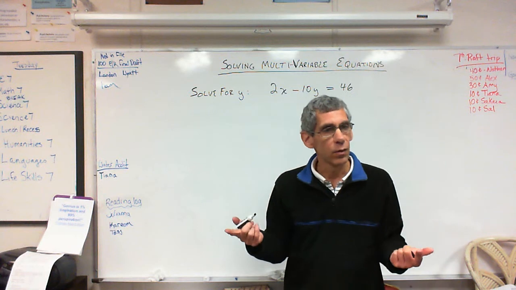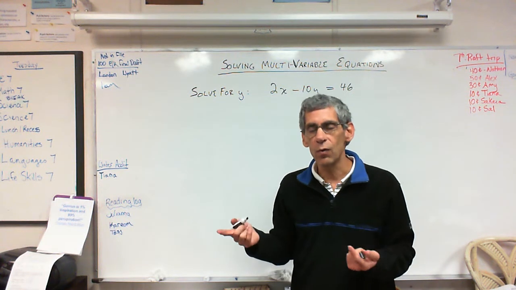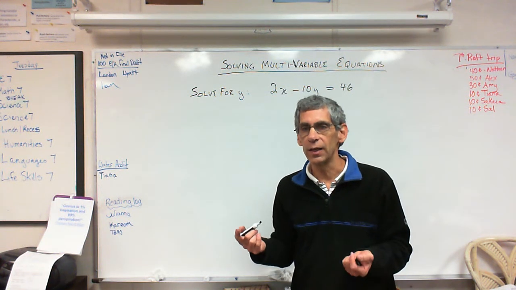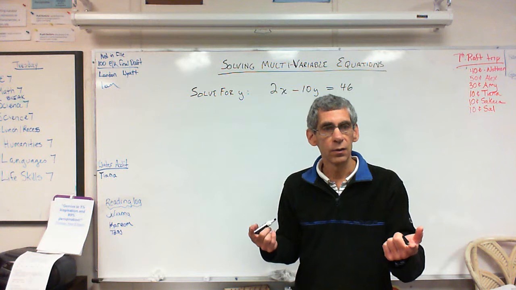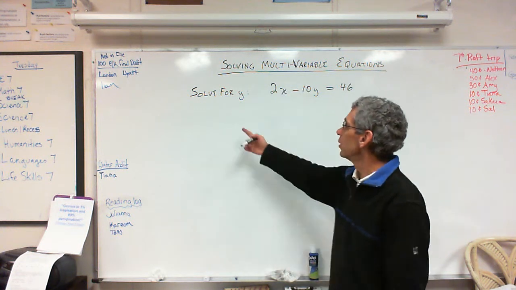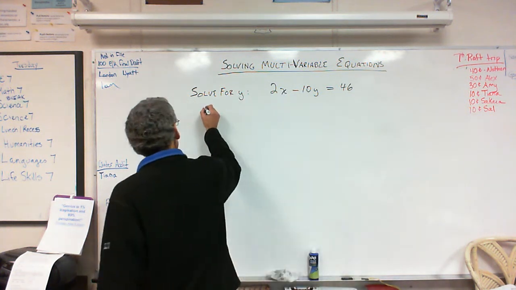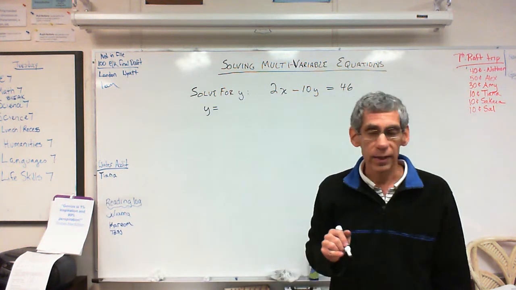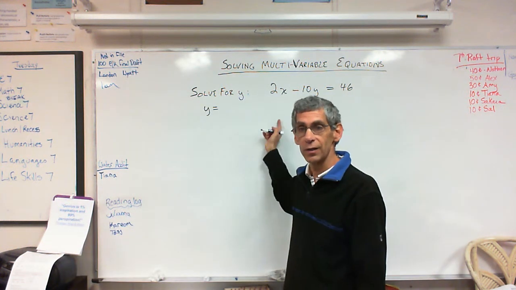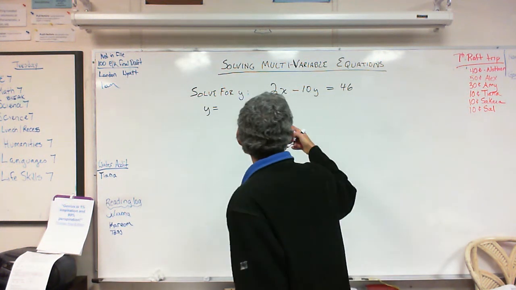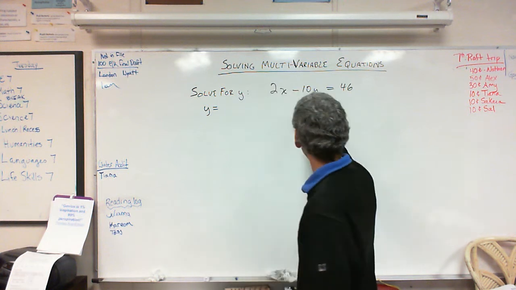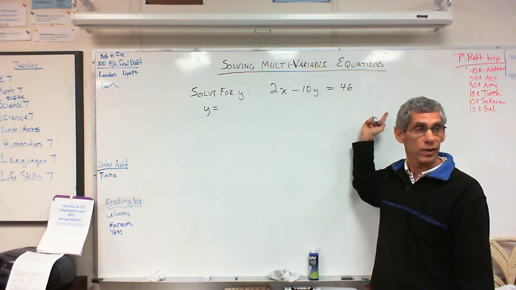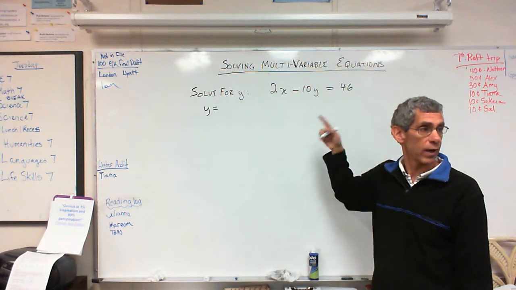What does that mean? When it says solve for y, what do I want my final answer to say? Y equals. Exactly. So whenever it says solve for y, this is what you're trying to get to. Y equals. That's what you want. And then all the other stuff is going to be on the other side, right? So I want to get everything else over here. I want to get it out of the way.